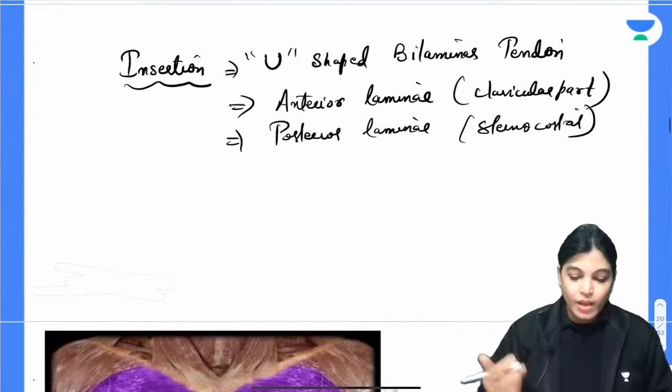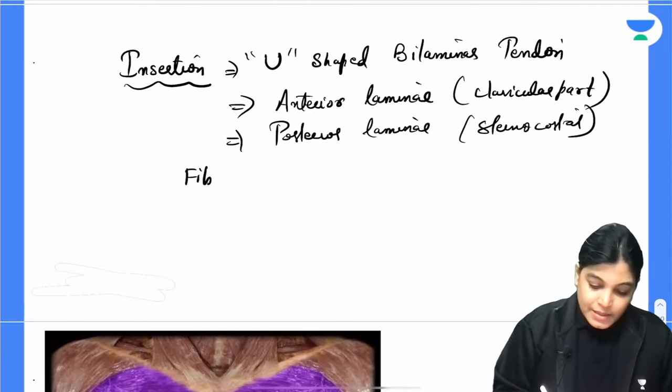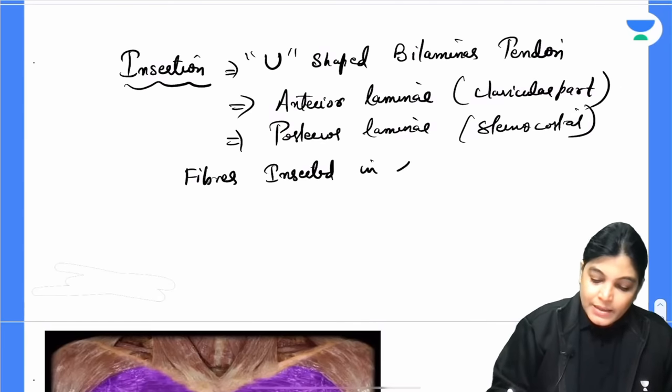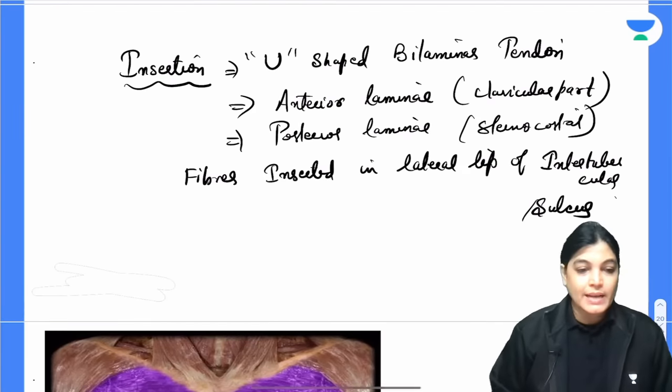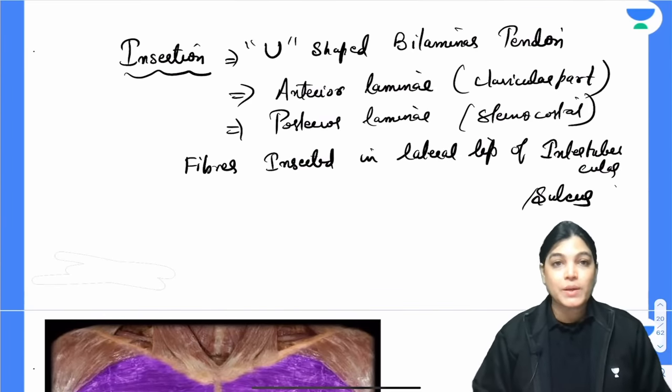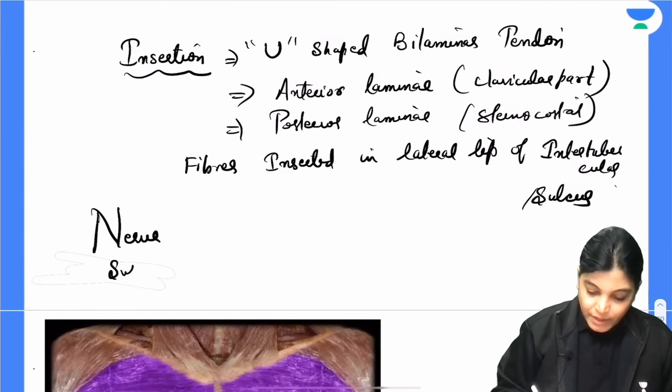So now where is it inserted? The fibers are inserted in the lateral lip of intertubercular sulcus. So yes, we are done with origin and insertion. Next is the nerve supply and action. Let's talk about the nerve supply, and then we will talk about the action.